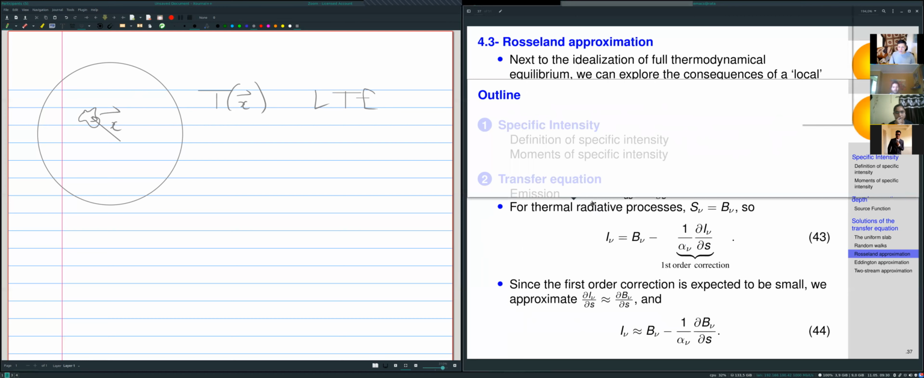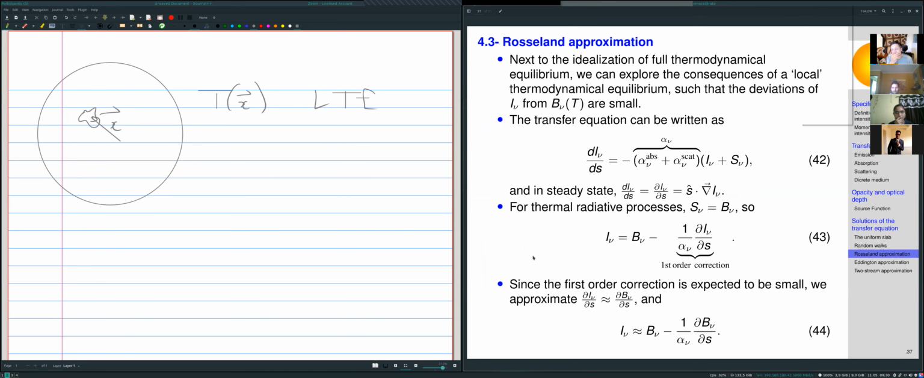We then introduced the Rosseland approximation, which is going to give us an estimate, a way to connect the transport of energy, the radiation flux, with the gradient in this temperature field.